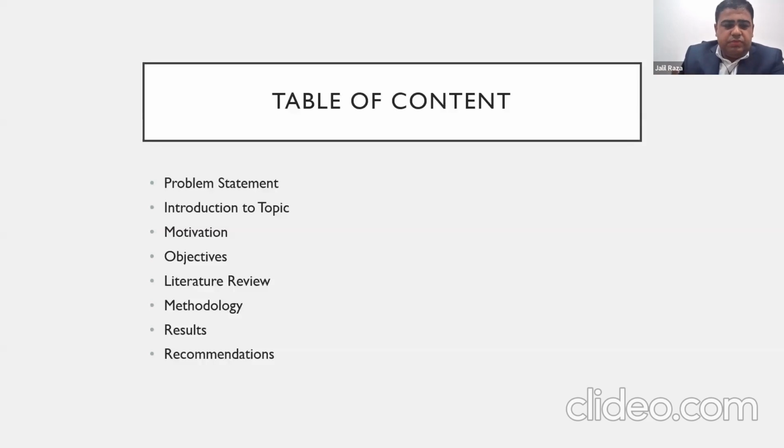So my work will flow like this: problem statement, introduction to the topic, motivation behind this work, and the objectives, literature review, methodology, results, then recommendations. Basically, in the problem statement, I'll be talking about what is the need behind this work, why we are choosing this particular topic.